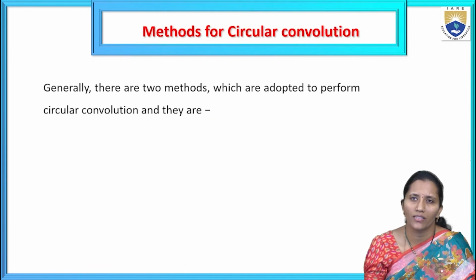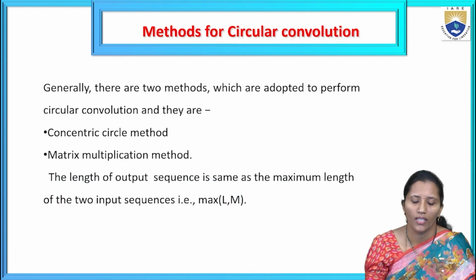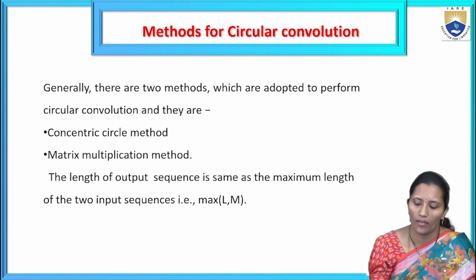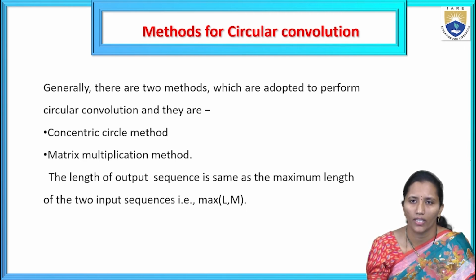So the methods for circular convolution are the concentric circle method and the matrix multiplication method. The difference between circular convolution and linear convolution is that in linear convolution, the lengths of the two sequences need not be equal; they may or may not be equal.